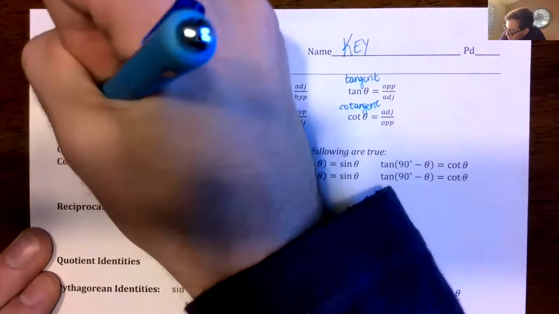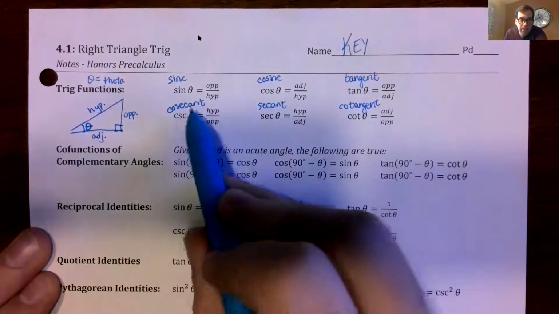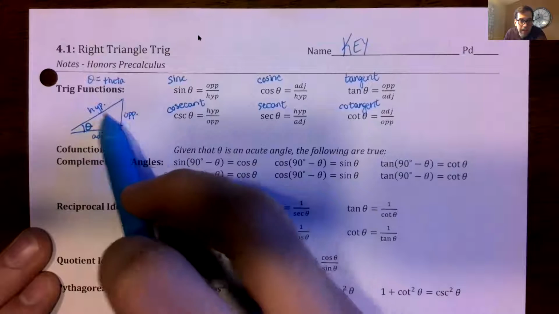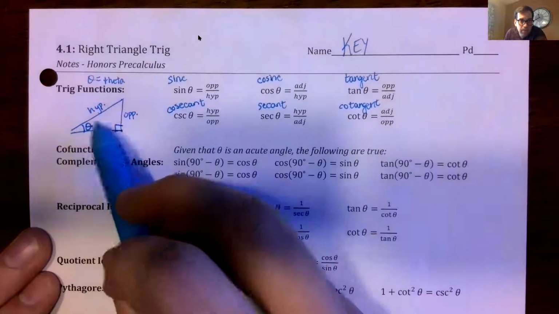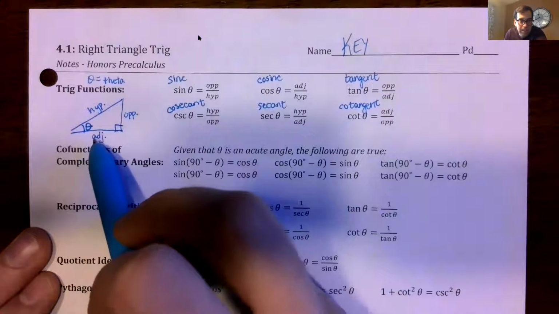And then the hypotenuse, which is always across from the right angle. And so the sine of this angle is going to be the ratio of the opposite side over the hypotenuse. Cosine is adjacent over hypotenuse. Tangent is opposite over adjacent.